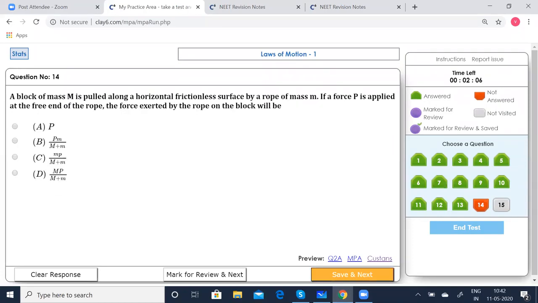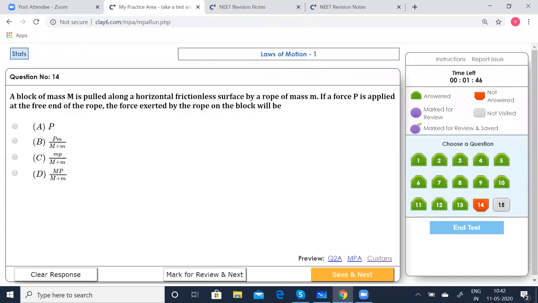Now going to the 14th one. A block of mass M is pulled along a horizontal frictionless surface by a rope of mass M. If the force P is applied at the free end of the rope, the force exerted by the rope on the block will be what?